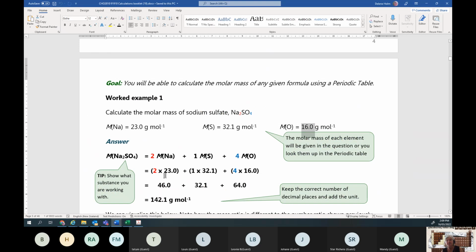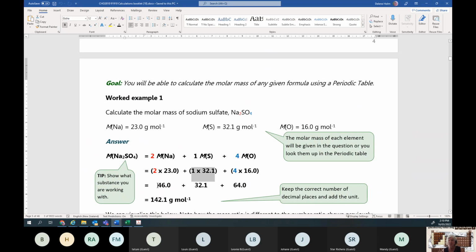And now you would just simply say, okay, I've got 2 sodium atoms, so I need to multiply the molar mass of sodium by 2. I've got 4 oxygen atoms, so I must multiply it by 4. And then I've got only 1 sulfur atom, so I multiply that just by 1, or just leave it like that. And therefore, you just be very careful you don't make mistakes.